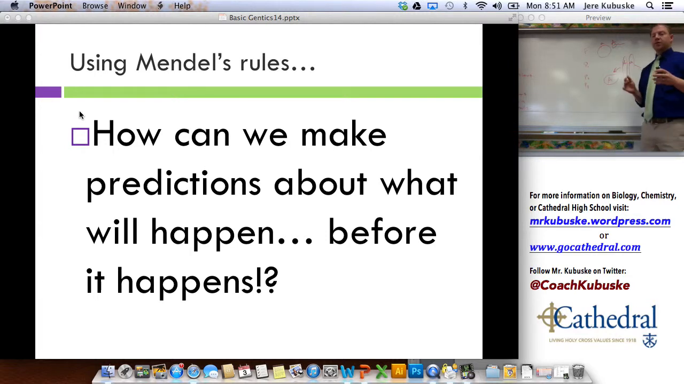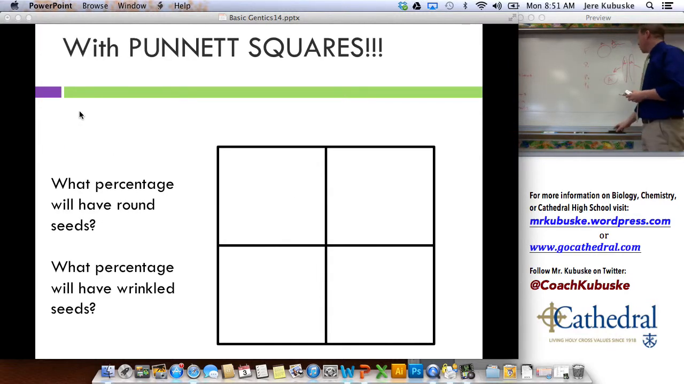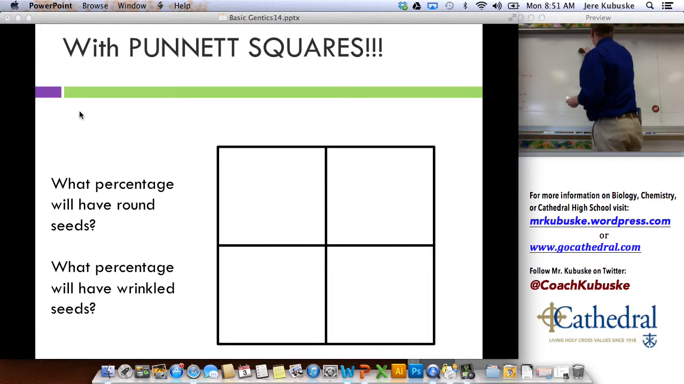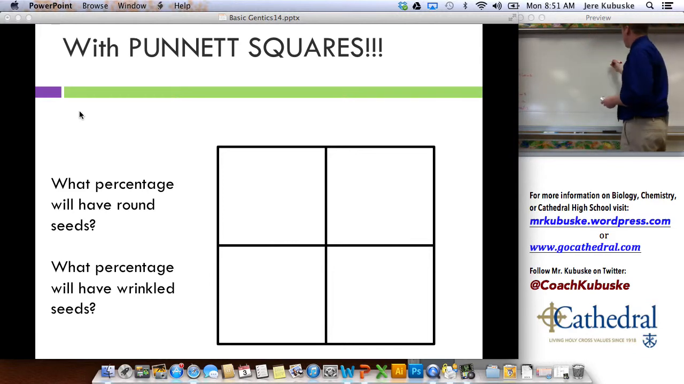So, using Mendel's rules, we can make predictions about what will happen before it happens, but we use something called a Punnett square in order to do that. Now, again, Punnett squares were not created by Gregor Mendel. The laws that govern Punnett squares were. Now, all we have to do to make a Punnett square, and all it's going to do is give us predictions. It's not a guarantee. It's not saying that if you have 4 kids, they will all end up with one of each of these boxes. It's just a predictor. It's for statistics and things like that.